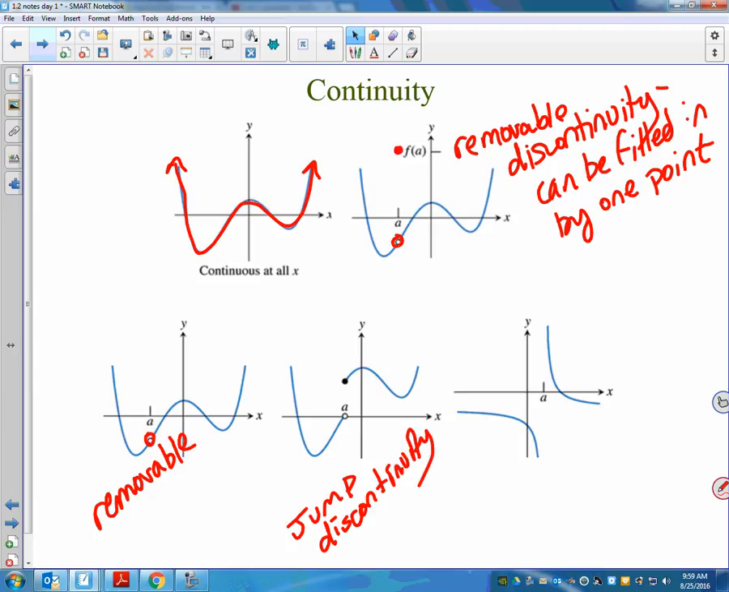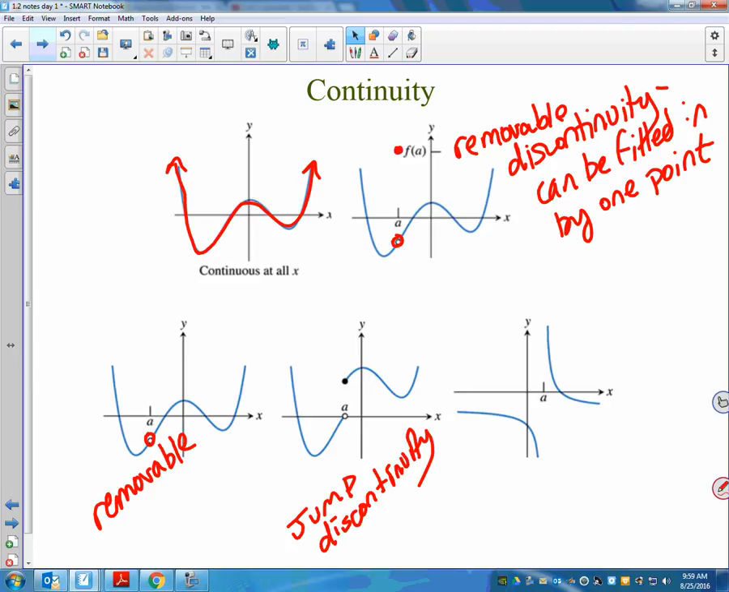Well, because it's not continuous, so it's discontinuous.